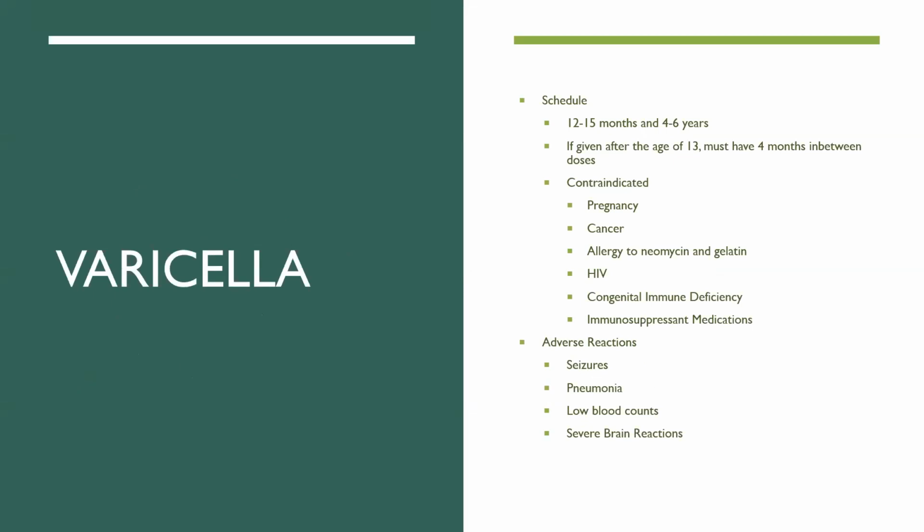The varicella vaccine is given between 12 and 15 months of age and 4 to 6 years. If it is given after the age of 13, you do have to have at least 4 months in between doses. It's contraindicated in those that are pregnant, have cancer, an allergy to neomycin and gelatin, HIV, a congenital immune deficiency, or anyone taking immunosuppressant medications. Adverse reactions to the varicella vaccine include seizures, pneumonia, low blood count, and severe brain reactions.